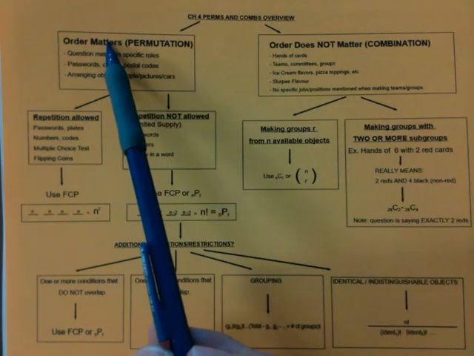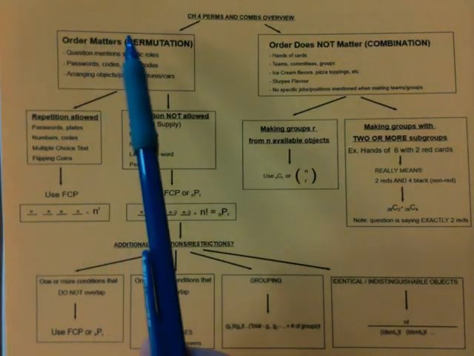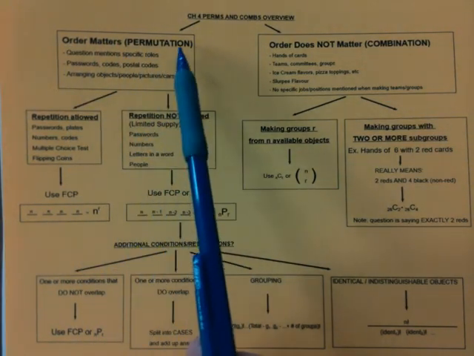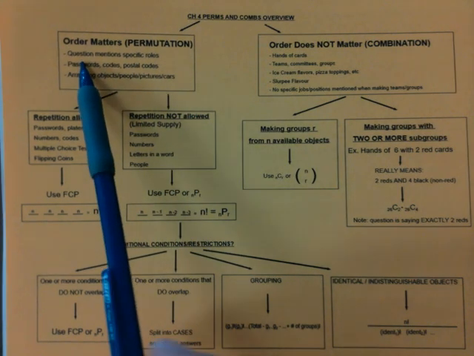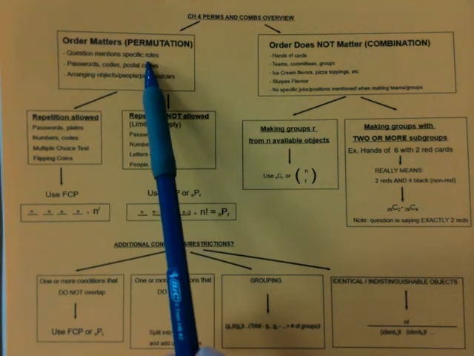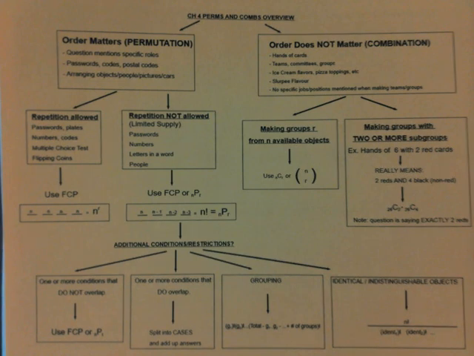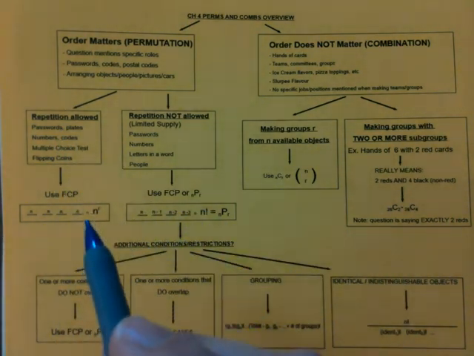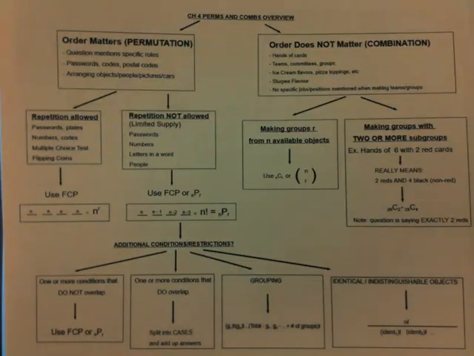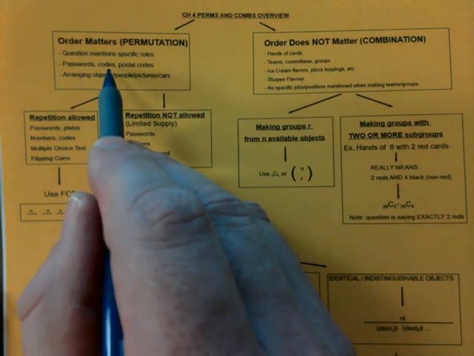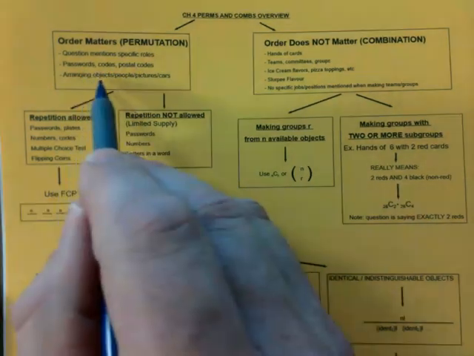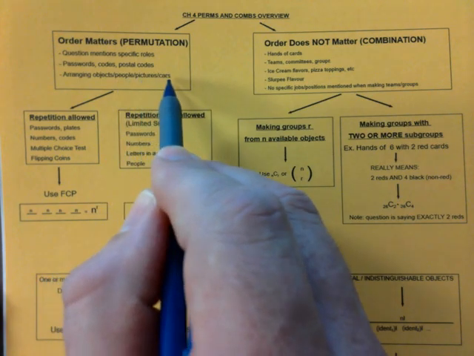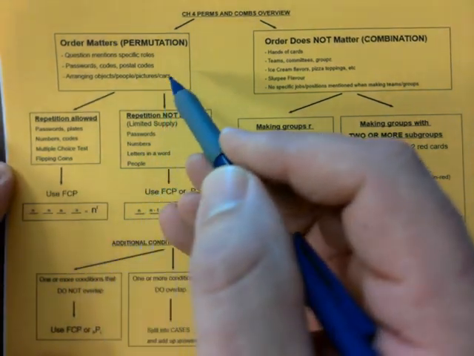When order matters, we usually call that a permutation. The question will mention specific roles, like for a team, forwards, left wing, right wing, or president, vice president, treasurer. Those are classic giveaways. Lining up for pictures, passwords, codes, postal codes, arranging objects, people, pictures, cars.